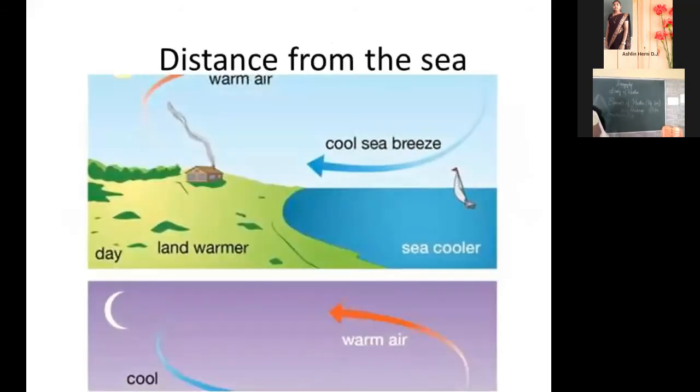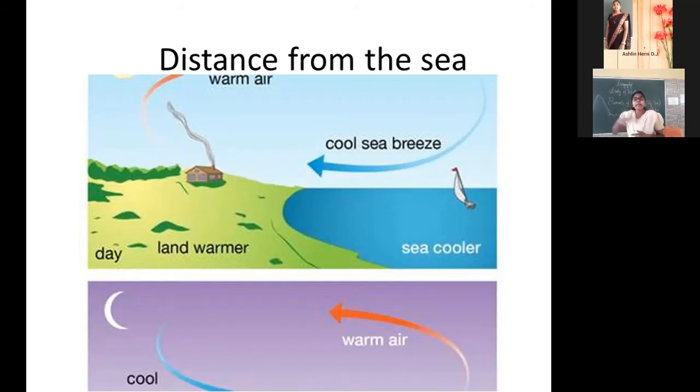Next is distance from the sea. So here, places near the sea. Now we are in a coastal area, isn't it? Yes. Places near the sea have a mild climate. We are experiencing a mild, comfortable climate nearby the sea. People who are living by the seashore, nearby the coastal areas, experience a mild climate.